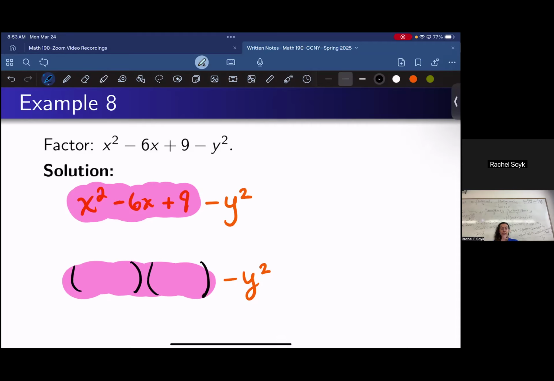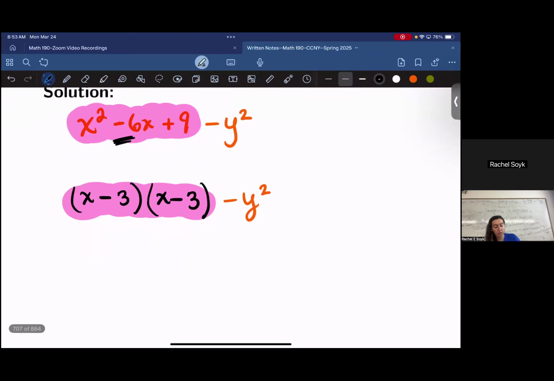So x squared minus 6x plus 9, that middle term didn't cancel out, so we're looking at a minus in between because that middle term is minus. And then what's the square root of x squared? Yep. And what's the square root of 9? So essentially, this is just x minus 3 in parentheses squared minus y squared.